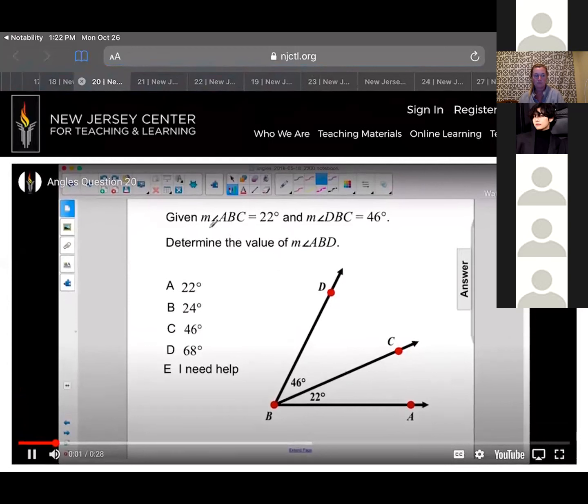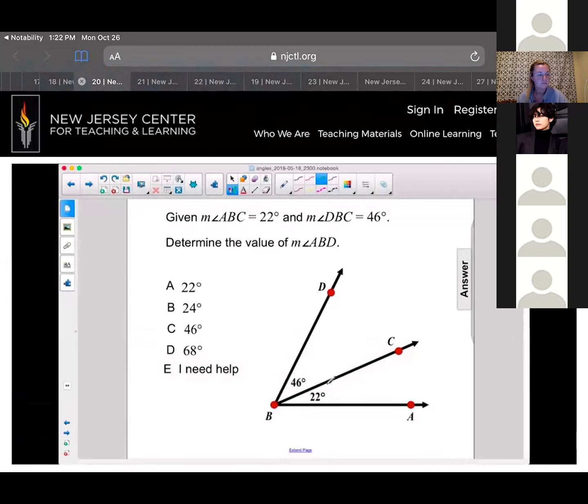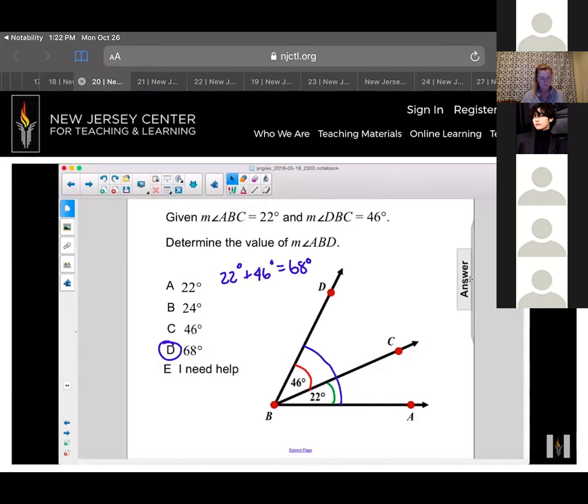Given that the measurement of angle ABC equals 22 degrees, and the measurement of the angle DBC equals 46 degrees, determine the value of the measurement of angle ABD, which is the large angle here. So 22 plus 46 degrees equals 68 degrees. So the answer is D.